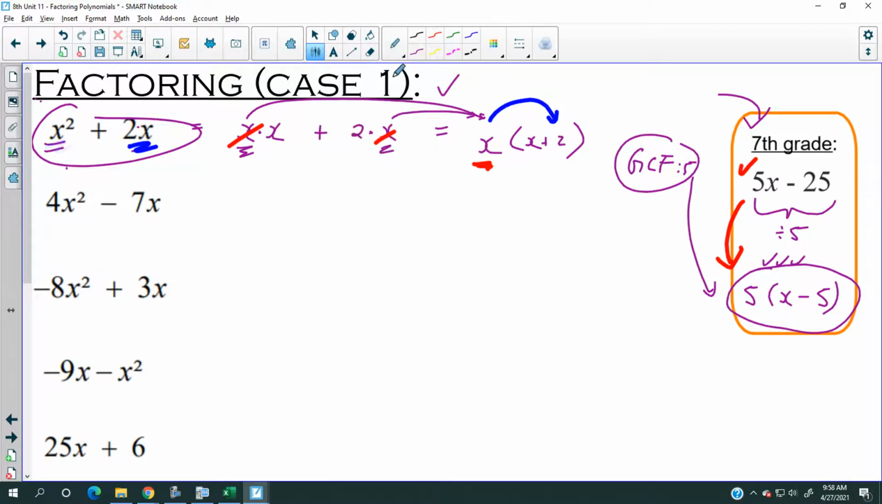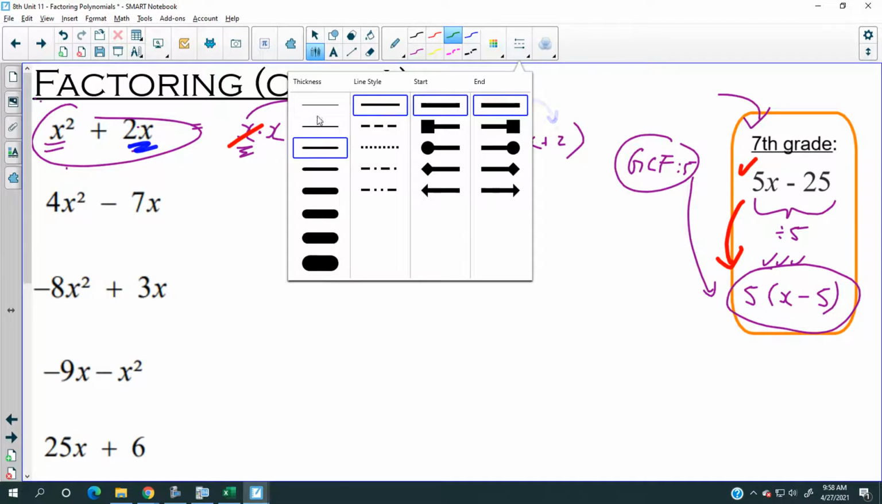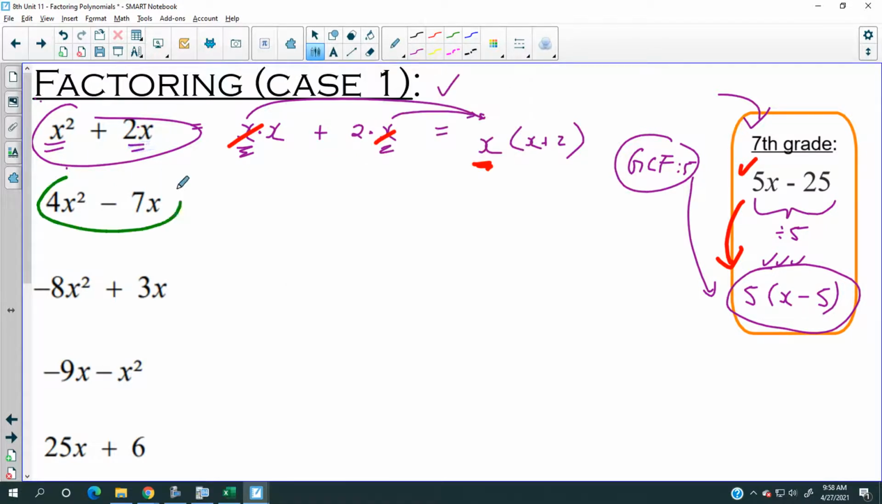All right. Now let's try another one. Let's look at this one. Now let's break it down. Sometimes with the 4 and the 7, if this were an 8, you could factor the 4 out. But right now I'm not going to do that, because I want to make sure you're just focusing on the variables. Now let's break that apart. We've got 4 times x squared, so that's 4 times x times x, minus 7 times x.